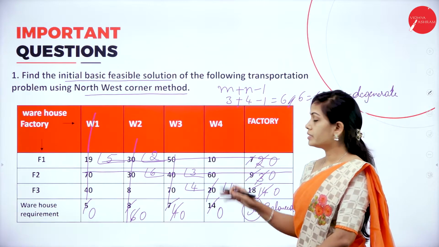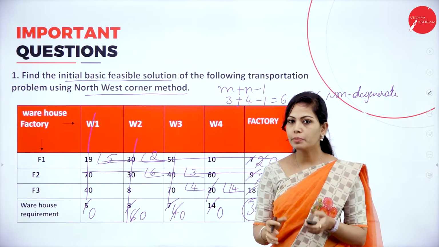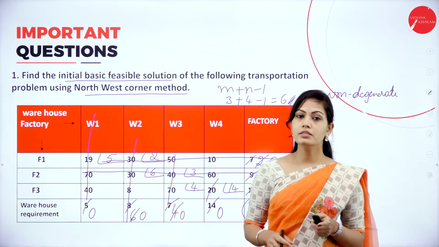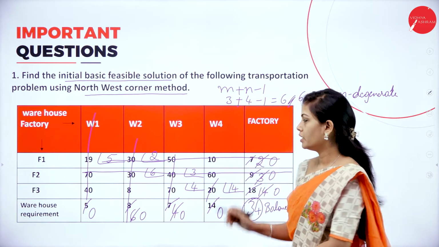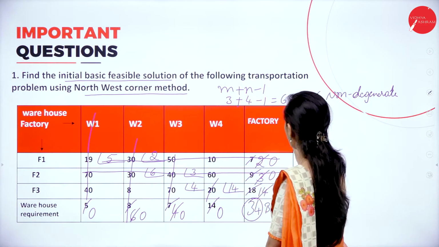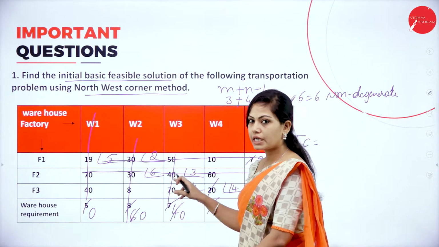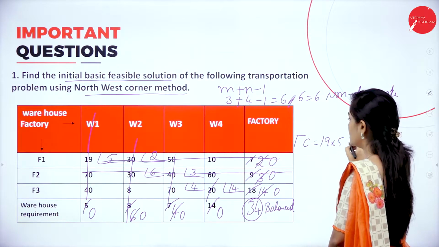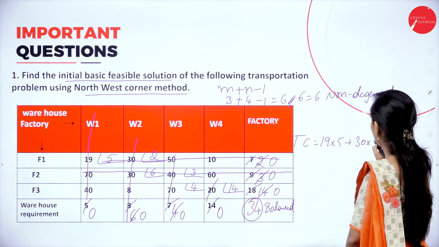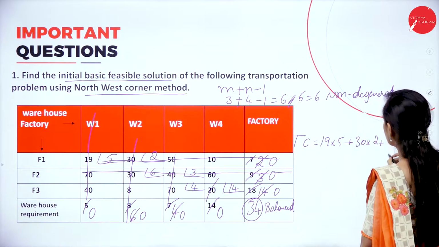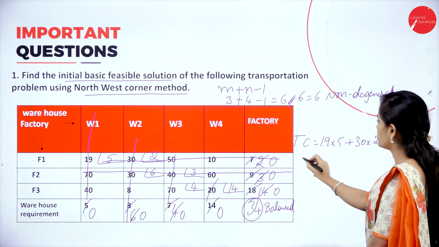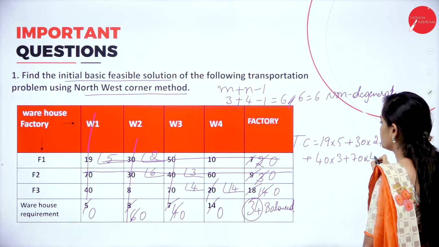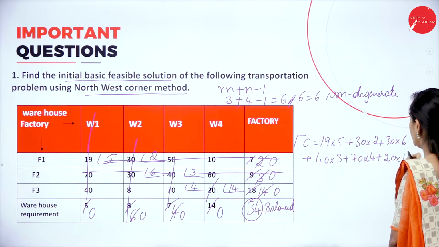Now you can find the minimum transportation cost. What is the purpose of this transportation problem? You can find the minimum transportation cost. So here I will find the minimum transportation cost. Transportation cost is equal to, you just consider all the allocated cells, 19 into 5 plus 30 into 2 plus 30 into 6 plus 40 into 3 plus 70 into 4 plus 20 into 14.